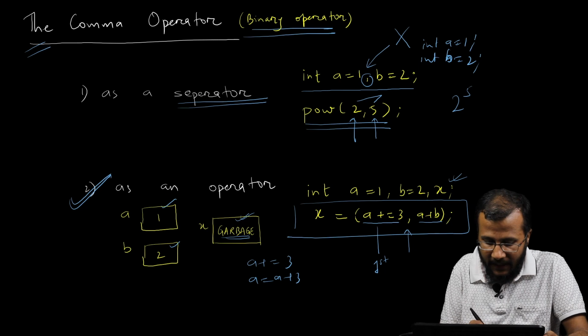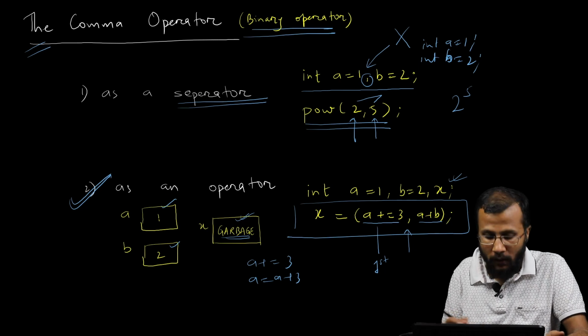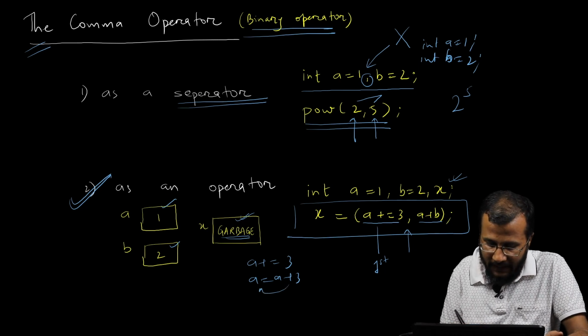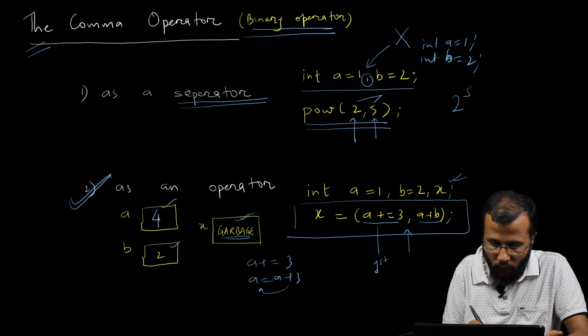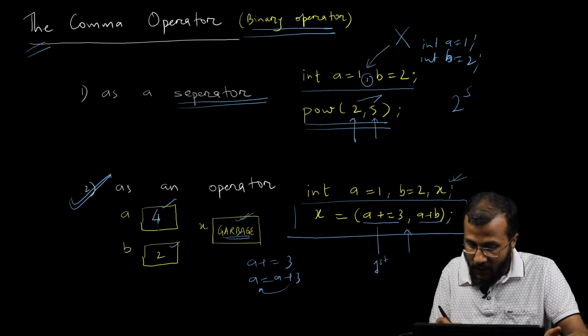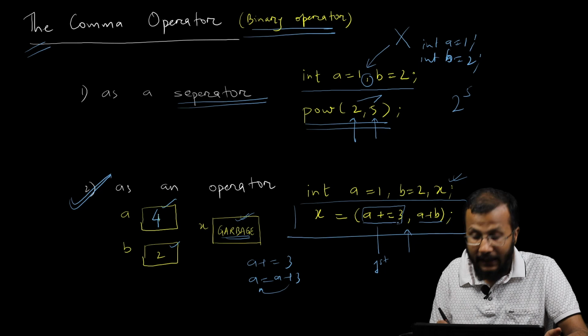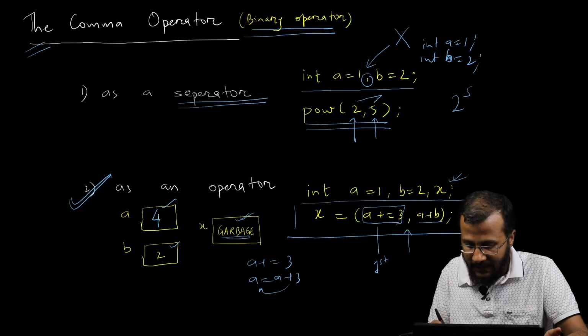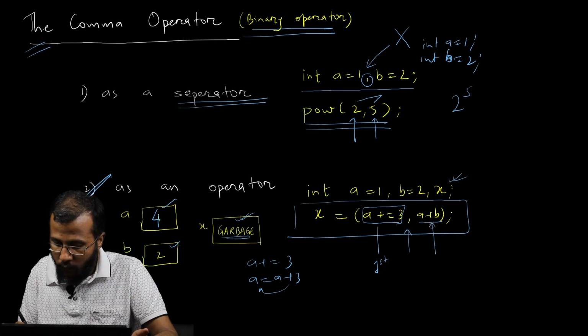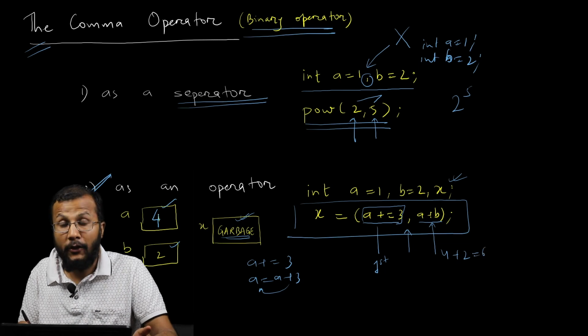So A is 1, and 1 plus 3 is 4, and that will be stored back in A. So this will be overwritten by 4. So now A becomes 4. Okay, so first this one is evaluated, and then the second operand is evaluated. Now if I evaluate the second operand, A plus B, what is A plus B? A is 4, B is 2, so 4 plus 2 is 6. So A plus B will evaluate to 6.